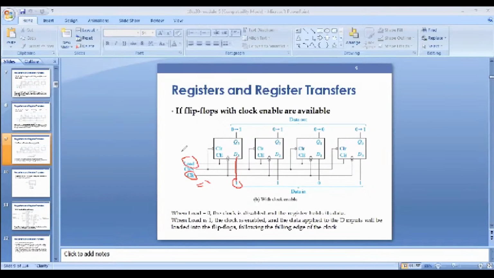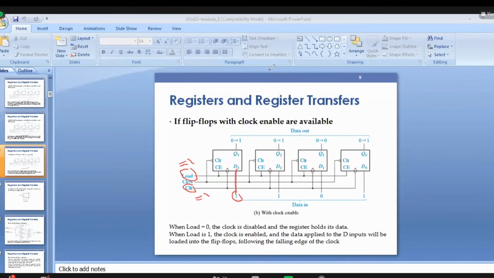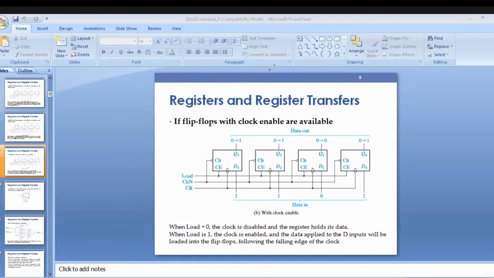Clock is equal to 1. Load is also equal to 1. Clear? When the input is 1, clock is also 1, enable is also 1, load is also 1. How many ones will we get?